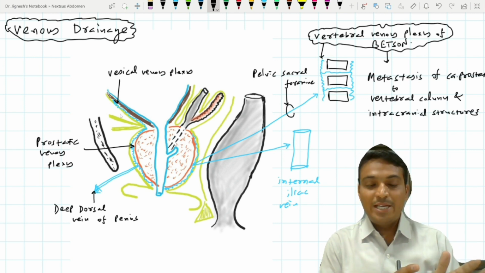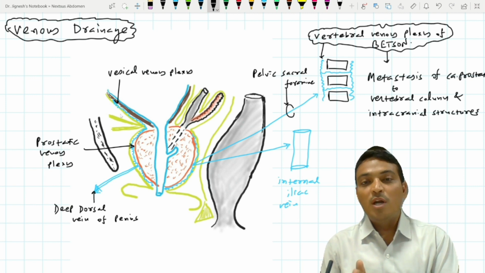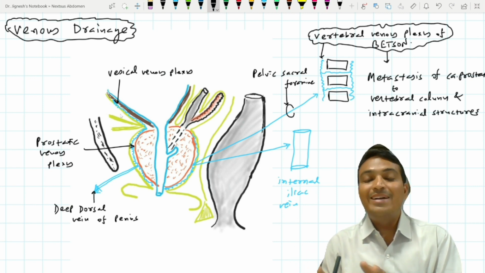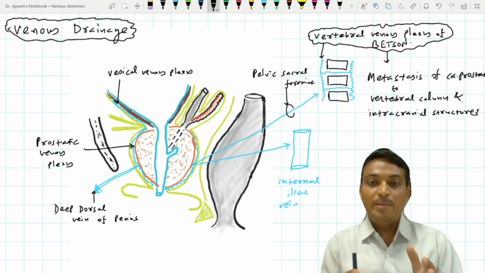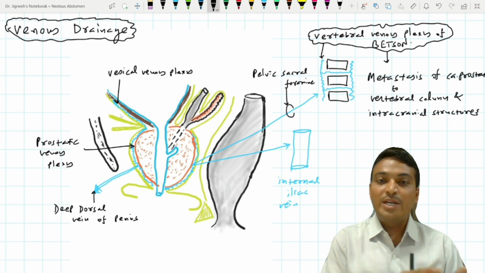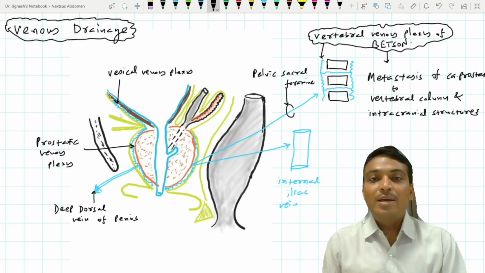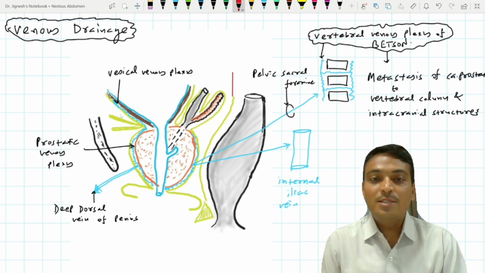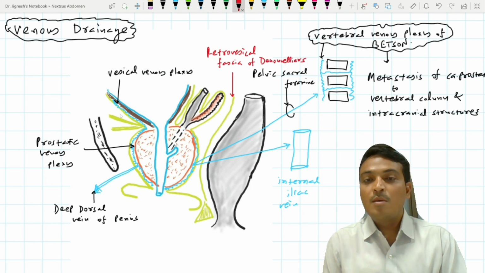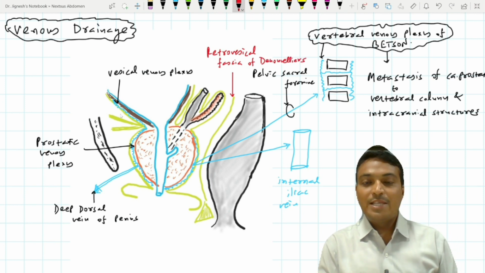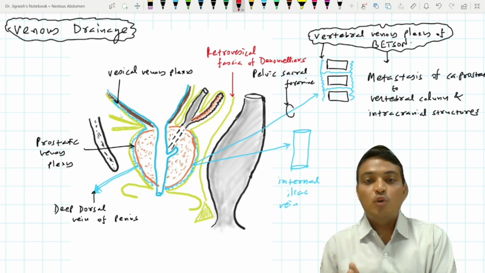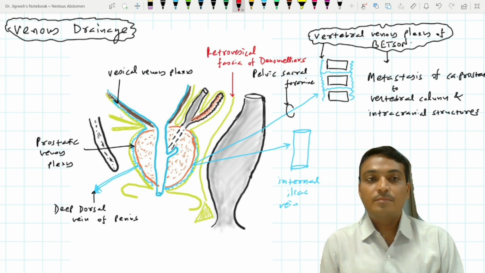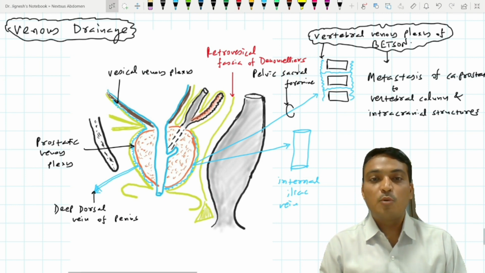The carcinoma of the prostate rarely spreads to the ampulla of the rectum, though the ampulla of the rectum is just behind the prostatic gland. The structure responsible for preventing the spread of the carcinoma of the prostate to the nearby ampulla of the rectum is the retrovesical fascia of Denonvilliers. So because of this retrovesical fascia of Denonvilliers, the carcinoma of the prostate rarely spreads to the ampulla of the rectum. Now let's move on to the nerve supply of this prostate gland.